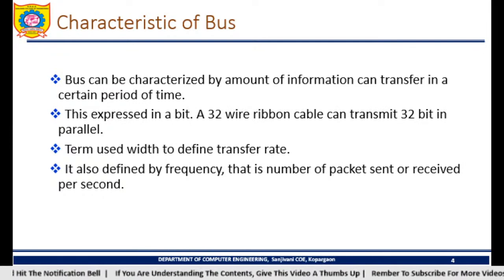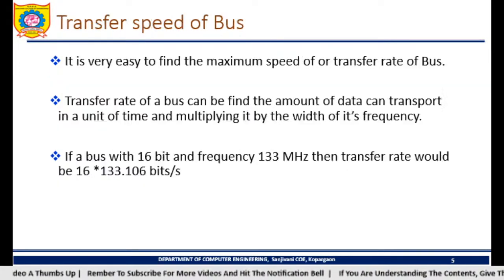Some frequencies are also used to define buses. The number of packets sent or received per second also defines the characteristics of a bus. So that frequency, how many bits can be sent one after another on a bus, how much data that bus can handle at a time, or per second, that is also a characteristic of a bus. So that is frequency, and how much amount of data can be sent, that is the width of that bus. Okay, so how can we find the rate of transfer on those buses?